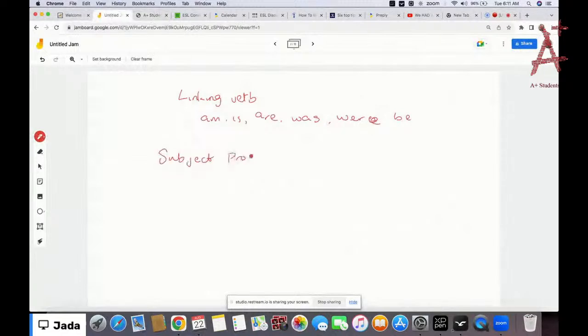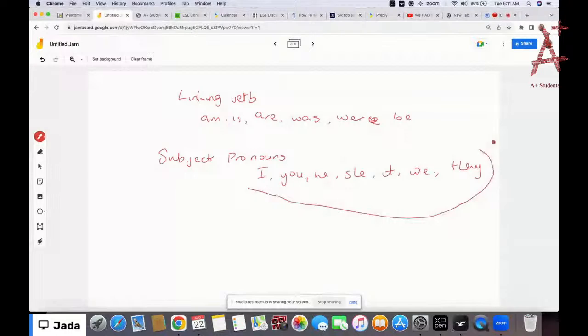So subject pronouns that could be used in the sentence, we have I, you, he, she, we have it, we have we, and then they. Okay, so these are the subject pronouns that could be used in a sentence, and they are actually the ones that would tell you what the person is doing in the sentence. Okay, so it will tell you what the person is doing when you see any of these.